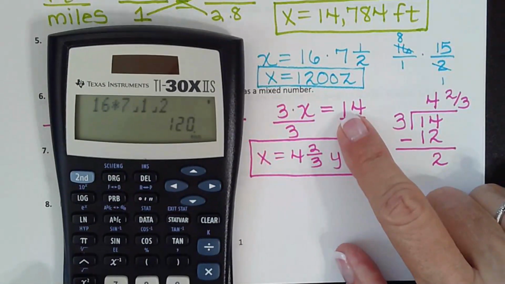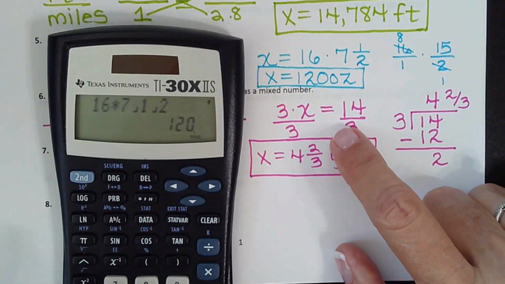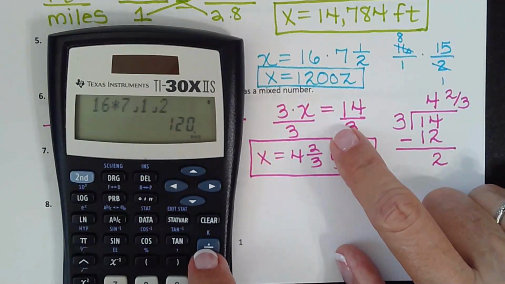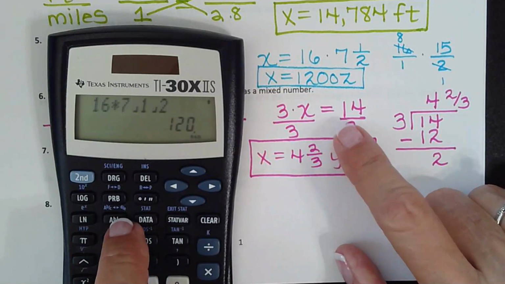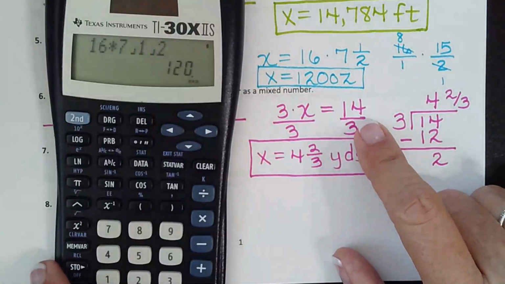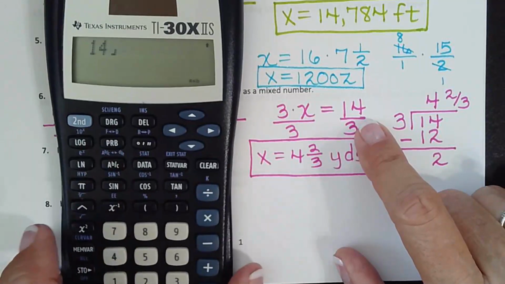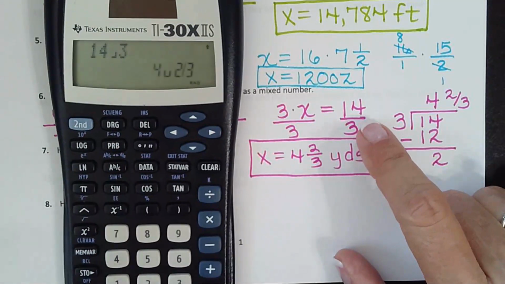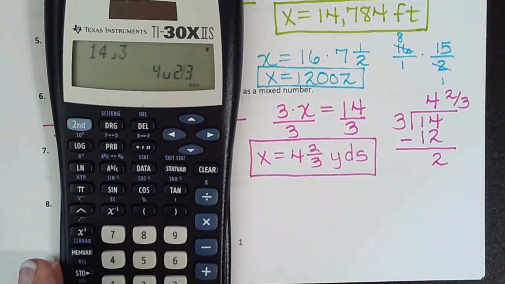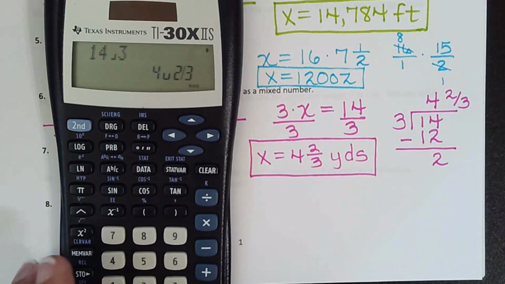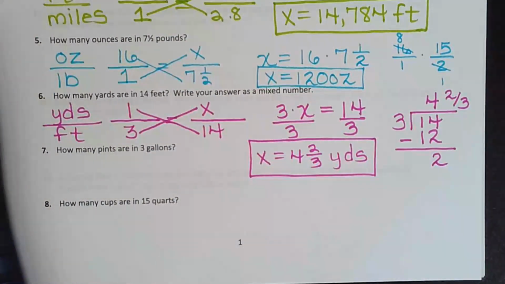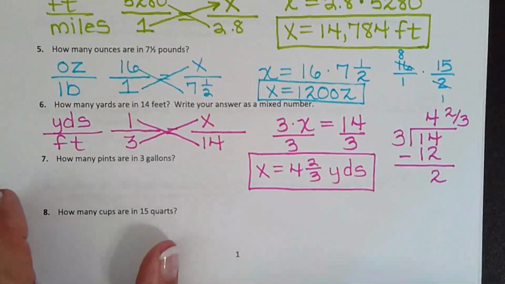So in the calculator, because we want a mixed number, we don't want to hit the division key. That will give us a decimal. We want to use fraction. So we do 14 fraction bar 3, and the calculator will turn it into a mixed number for us. Boom! Same answer we got by hand. So that's pretty cool being able to verify that, right?